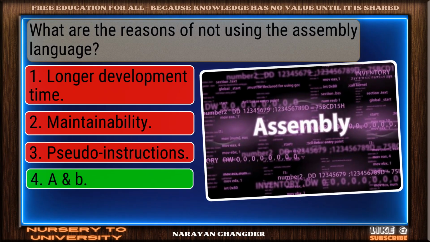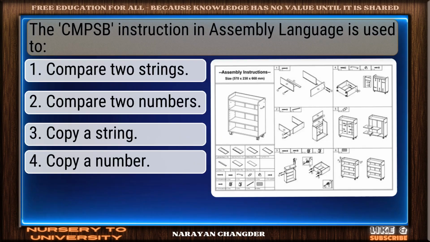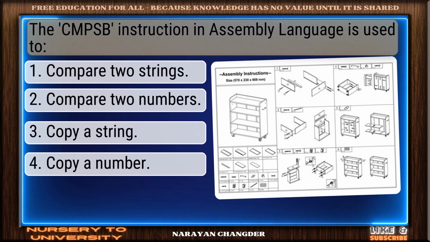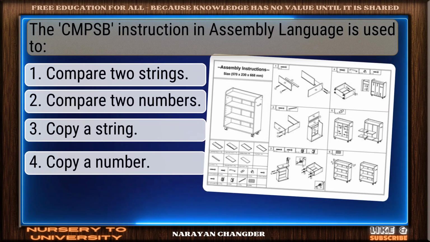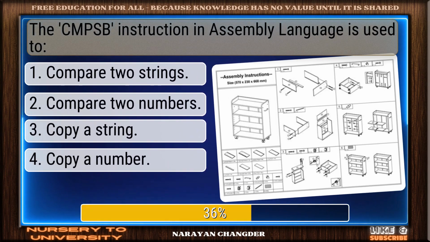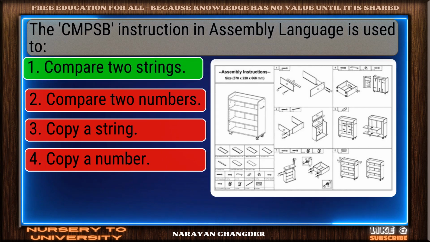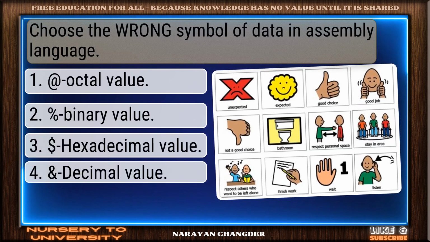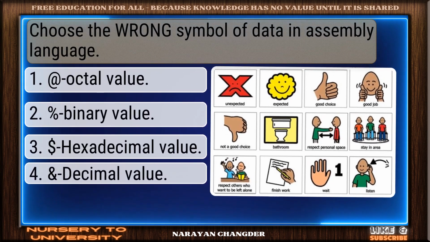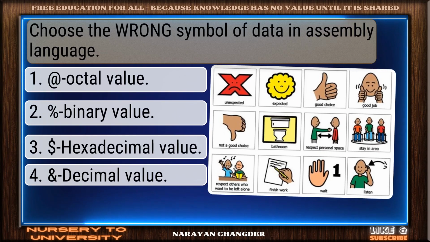Solid response. A and B is a valid choice. Question number 43. The FEMSP instruction in assembly language is used to. You got it. Your choice, compared to strings, is right. Question number 44. Choose the wrong symbol of data in assembly language.